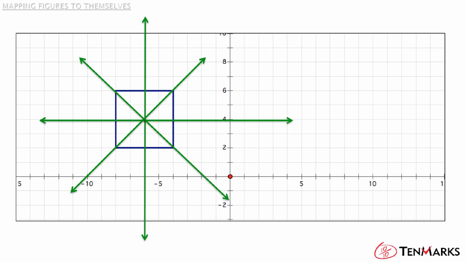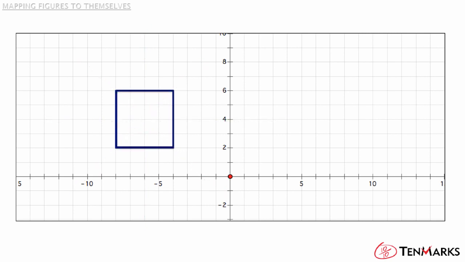But does it have rotational symmetry? Rotational symmetry means that you can turn a figure about a point so that it lands exactly on top of itself. To rotate this square so that it could land onto itself, the center of rotation would have to be at the center of the figure.